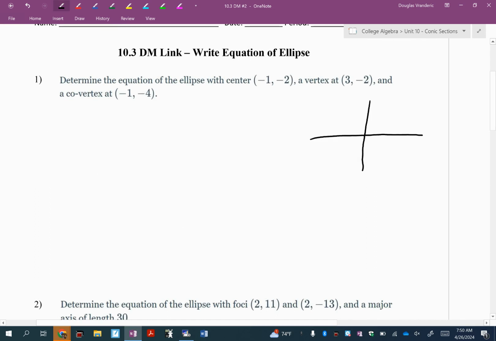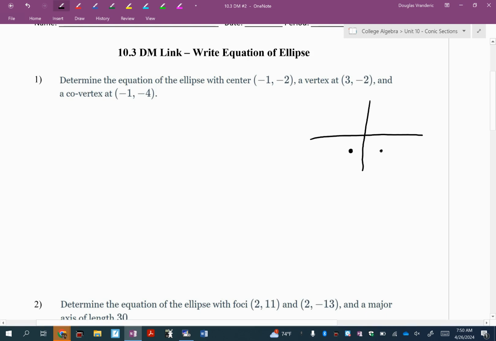Where is the center? -1, -2. And actually, when you get to this link in Delta Math, they give you a blank grid where you can sketch this. So it can help you on the actual link. There's the center, -1, -2. It says there's a vertex at 3, -2. So 3, -2 is I go to the right 3, and I'm going down 2.